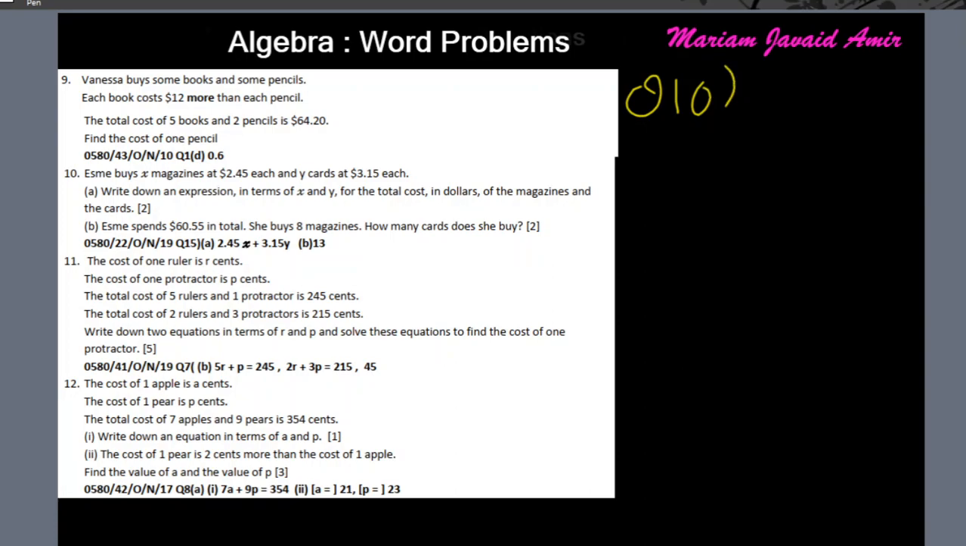Esme buys x magazines at 2.45 each and y cards at 3.15 each. Write down an expression in terms of x and y for the total cost in dollars, of the magazines and the cards. So everything is already in dollars. So 2.45x plus 3.15y is the answer for part A simply.